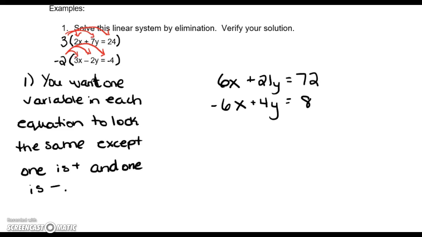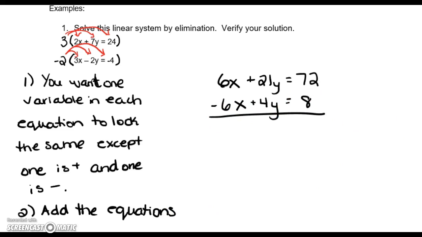So then what we want to do here is, step number 2 is that we're going to add the equations together. So I'm going to draw a bar underneath our system, and I'm going to just add the equations, and I'm going to add those like terms. So I'm going to work in those vertical columns.